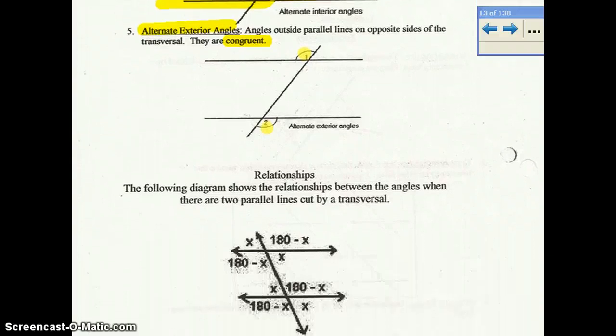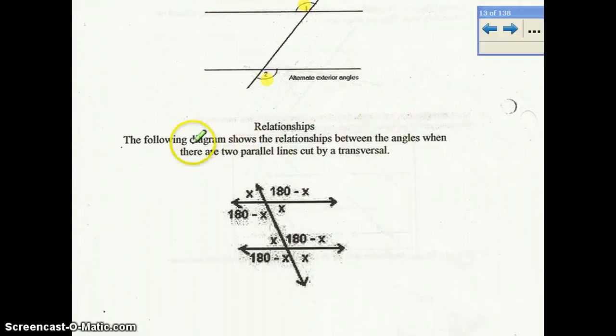The following diagram shows the relationships between the angles when there are two parallel lines cut by a transversal. You'll notice that you have this 180 minus x. All four of these are always going to be the same. These are vertical from each other and also corresponding below. The other angles are going to be represented by x, which means that the angles that are adjacent to each other will always form a line which equals a total of 180 degrees, which means they're supplementary.